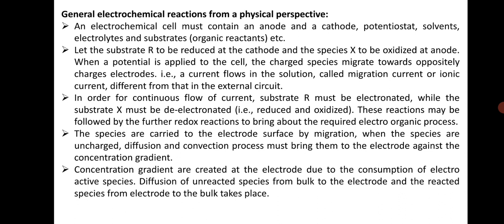Okay, so for the continuous flow of current, your substrate, which may be R, is electronated because it is reduced, and the species X must be de-electronated because it is oxidized. Now, these reactions may be followed by further redox reactions to bring about the required electroorganic process. Okay, hope you understood these three steps.